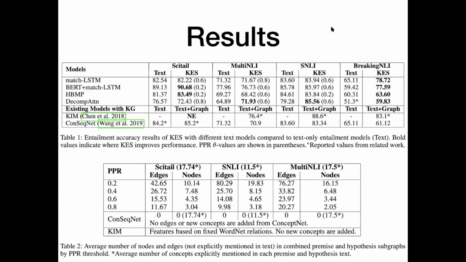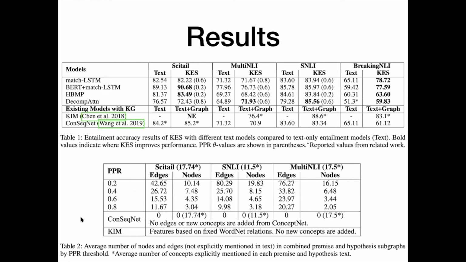which makes the text very significant. Like it's very easy to infer the entailment based on the text. However, in the Breaking NLI dataset, this bias has been greatly reduced. And in fact, we can see that the performance of the models that just look at text is not that high. And we can see that KES is actually significantly increasing the performance of these models.